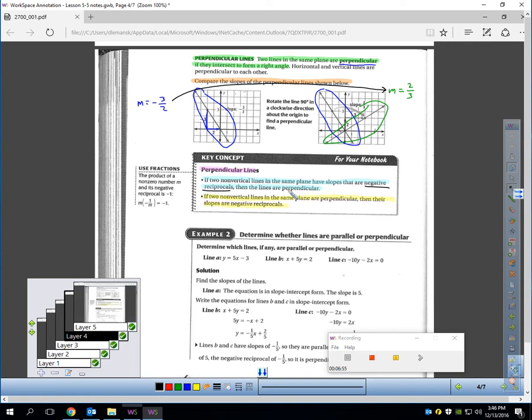The converse of that's true also. If two non-vertical lines are perpendicular, then their slopes are negative reciprocals of each other. In other words, if you flip and change the sign, that would be the slope of a line perpendicular to a given line.